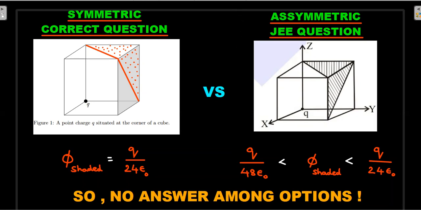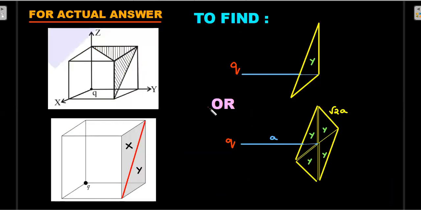So here we go to the slightly more calculative part. To find the actual answer, I've borrowed the original question. You'd see that my job would be done if I can get any of this x or y, because this top part, because of the symmetry between these two for this point charge, this top part's right isosceles triangle is q by 48 epsilon naught. But we already assured ourselves that each of these is not q by 48.